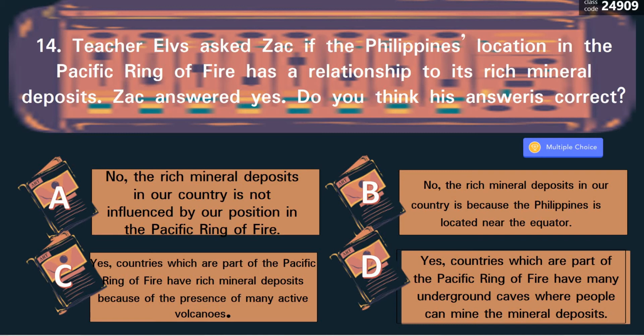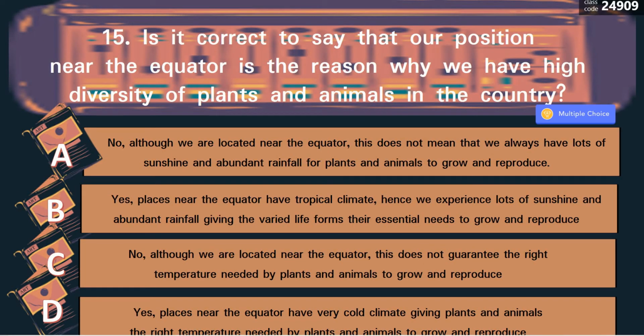Okay, for number 14, you are correct. It's letter A. No, rich mineral deposits in our country is not influenced by our position in the Pacific Ring of Fire. And last question.